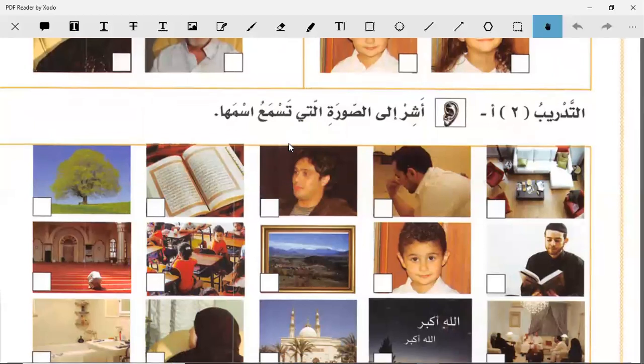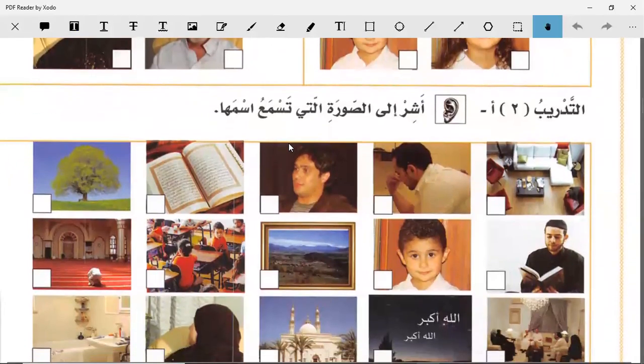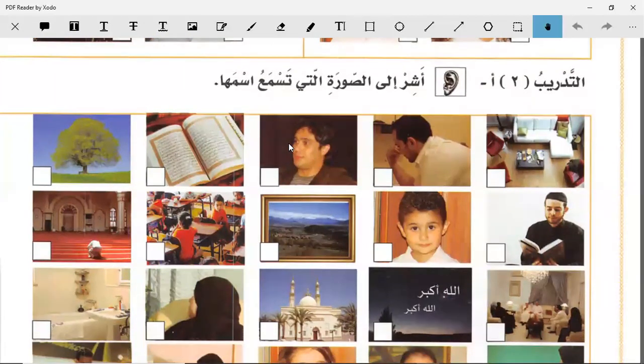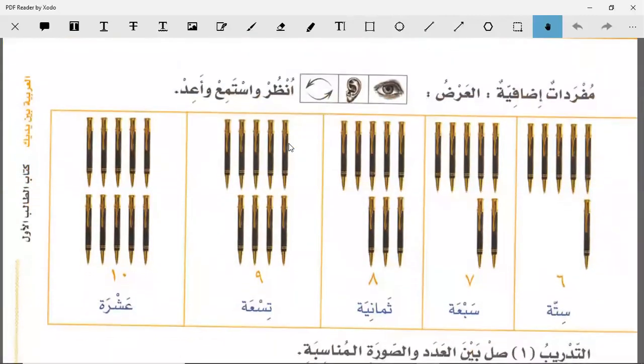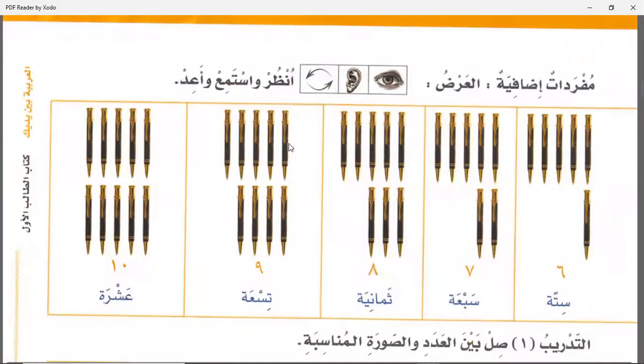Next, At-Tadribu Sani. Ashir al-Surati allati tasma'u ismuha. I think we better leave this one. Then Mufradatun Izafi, additional vocabulary, Al Ard presentation, Unzur Wastame Waid. So first you had learned the counting for masculine things from 1 to 5.